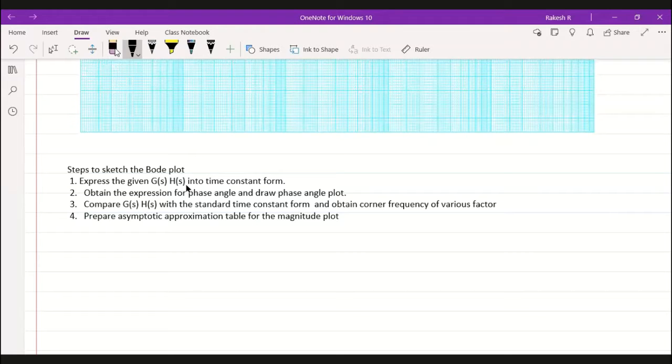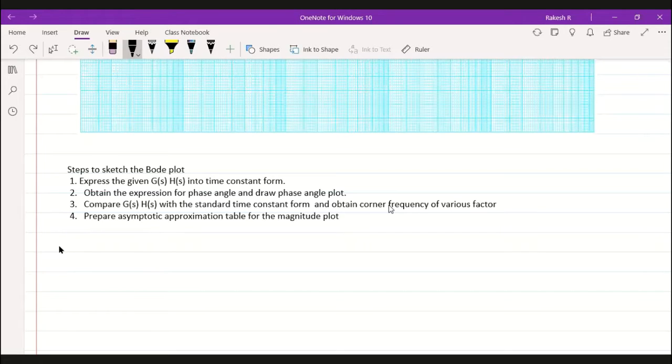g of s into h of s into a time constant form. Right. This is the first step. Second step is to express in terms of phase angle and draw the phase angle plot. Third one, compare this g of s, h of s with the standard time constant form and obtain the corner frequency. The last one is to prepare the asymptotic approximation table and to draw the magnitude plot. These are only the 4 steps we need to follow for drawing the Bode plot.